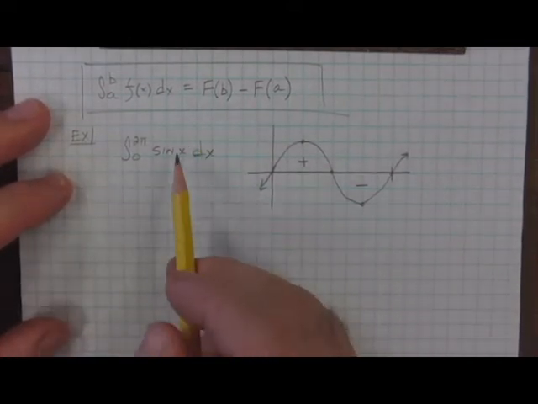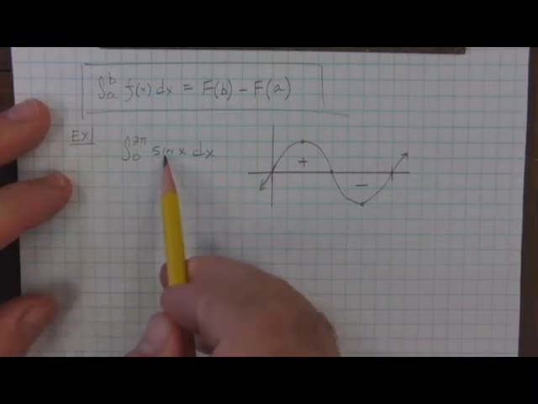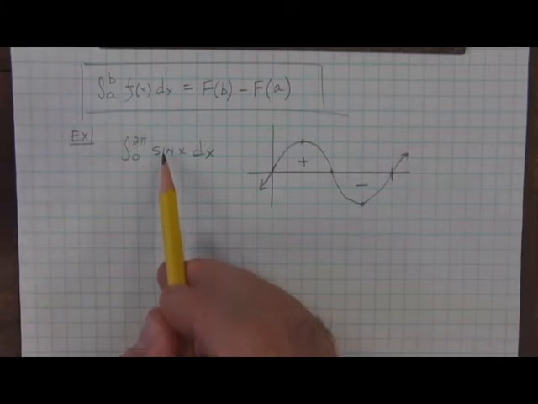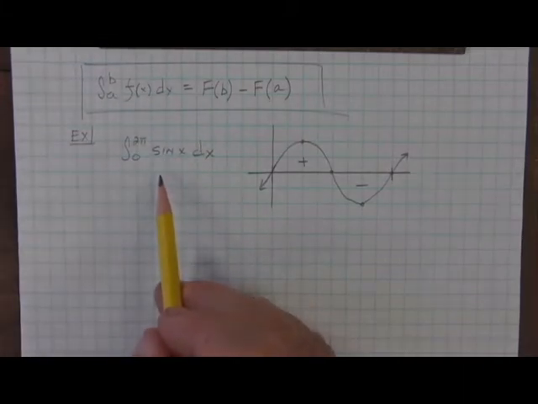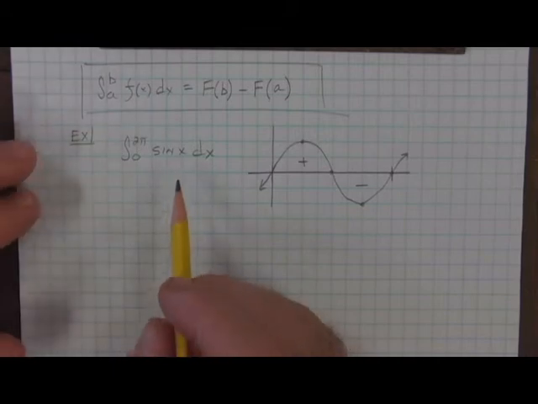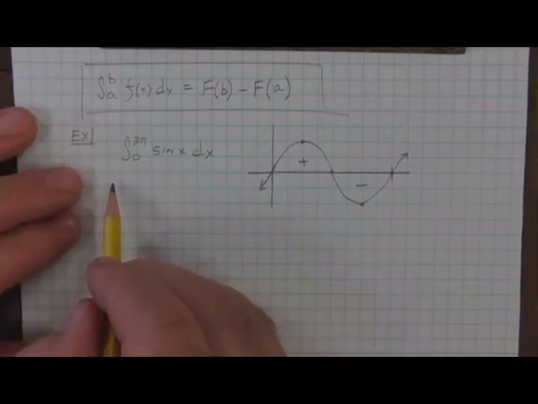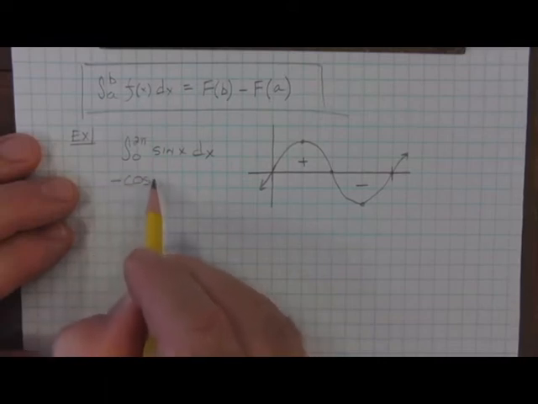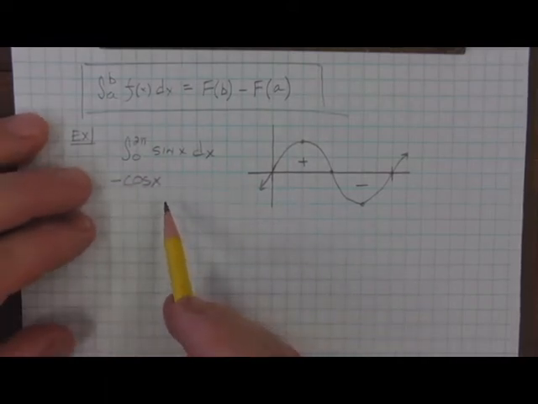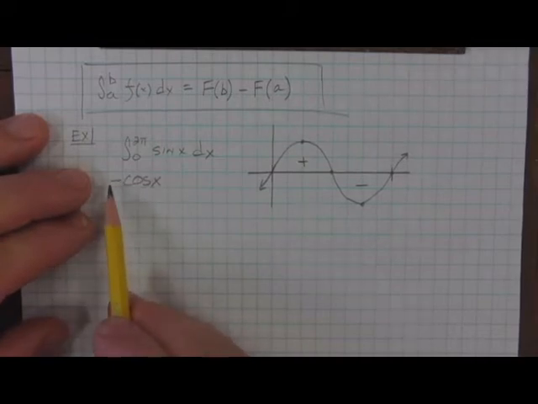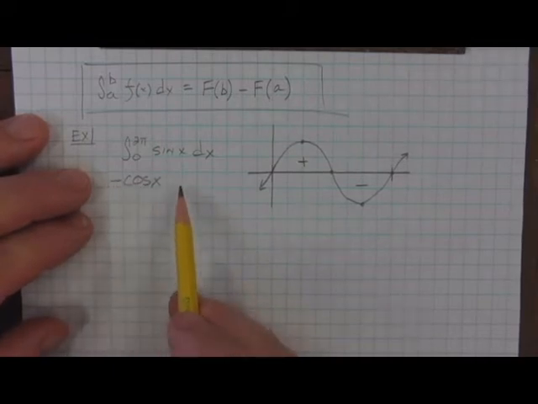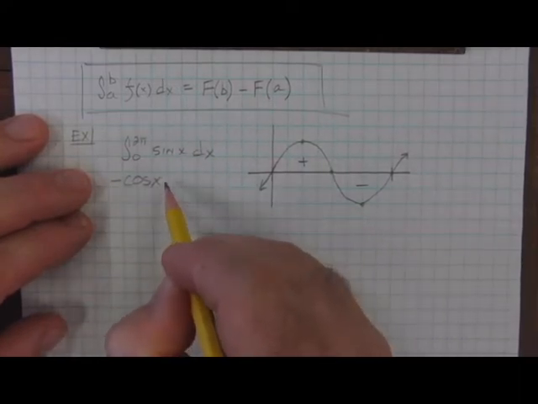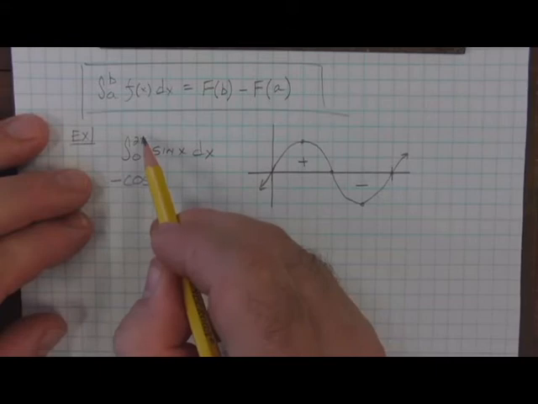I need to find the antiderivative of sine of x. We know that the derivative of sine is cosine, but we're going in the inverse direction. The antiderivative of sine is negative cosine of x. Taking the derivative of negative cosine of x would reproduce what we started with. And we're going to evaluate this from 0 to 2 pi.